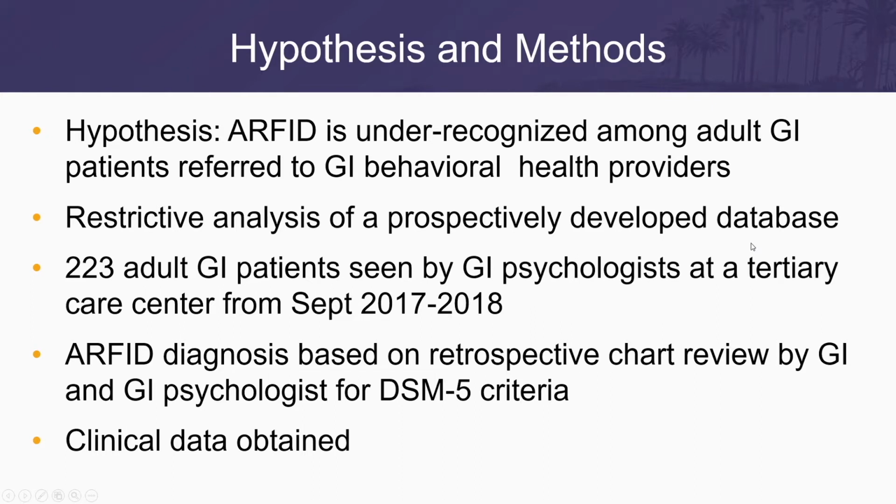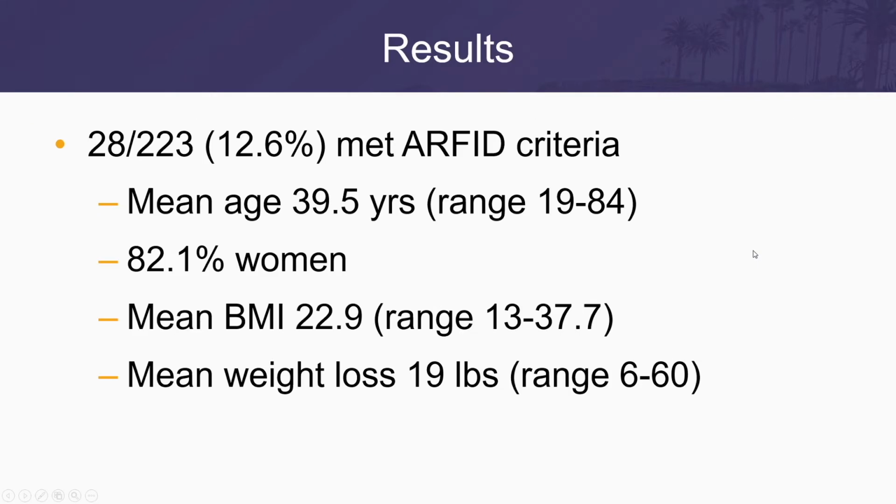Okay, so their hypothesis is that ARFID is an under-recognized disorder among GI patients referred to GI behavioral health providers because it's thought to be associated with a psychiatric disease. So they did a retrospective analysis of a prospectively developed database. They had 223 adult GI patients who had been seen by GI psychologists at a tertiary care referral center, and they based the diagnosis on retrospective chart review. And they looked at clinical data.